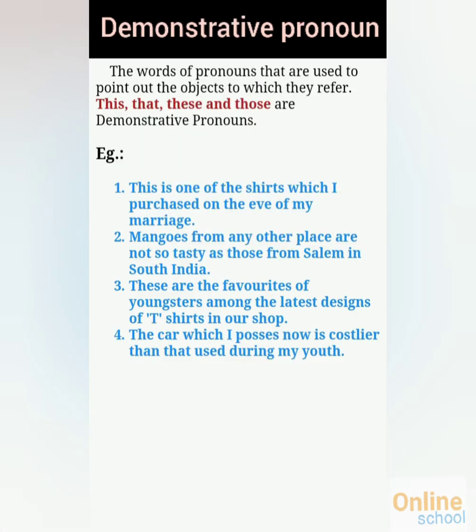Let us discuss the demonstrative pronoun. These are words of pronouns that are used to point out the object to which they refer. This, that, these, and those are demonstrative pronouns. For example, number one, this is one of the shirts which I purchased on the eve of my marriage.